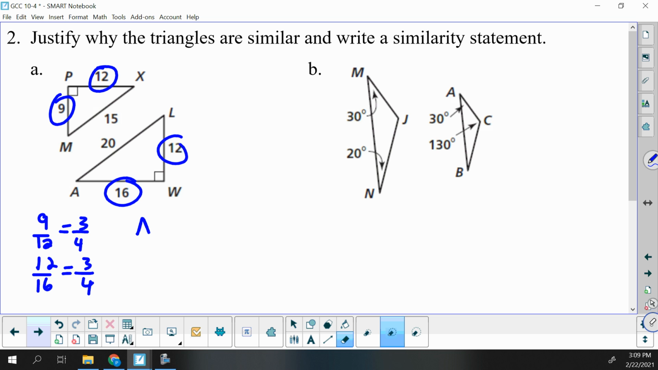So we could say that triangle PXM is similar to triangle. P was our right angle, so that goes with W. X was in between the medium and the largest side, so that should match with A, and then L. And our reason that we just did is side, angle, side similarity theorem. Now, if you didn't recognize the angle there, you could have just done another set of sides, do the ratio, and done it with side, side, side similarity theorem, and that would have been fine as well.